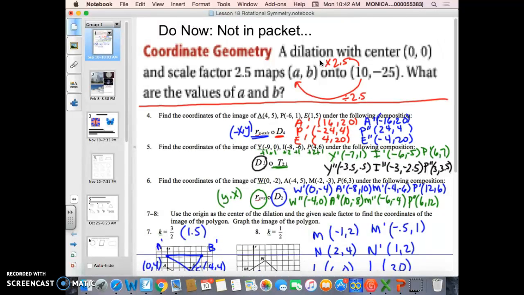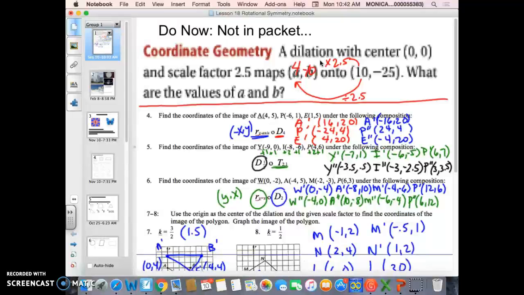So 10 divided by 2.5 is 4. So the value of A is 4. And negative 25 divided by 2.5 is negative 10. So the original coordinates would be (4, -10).